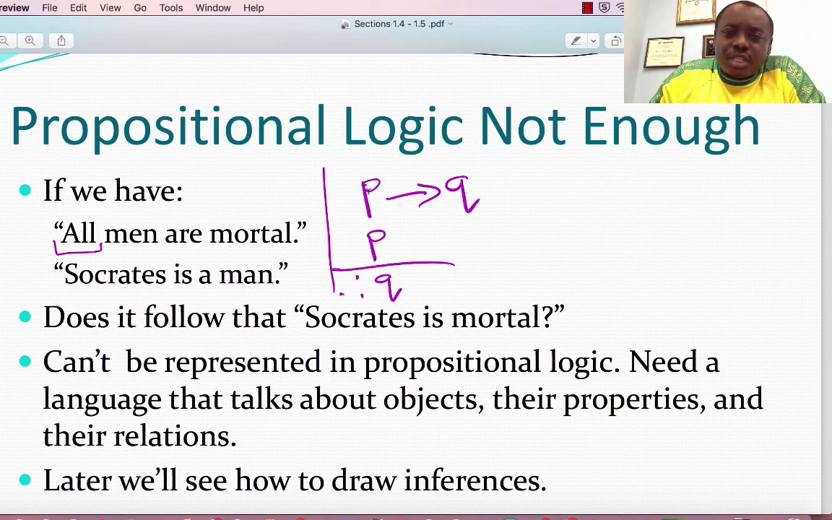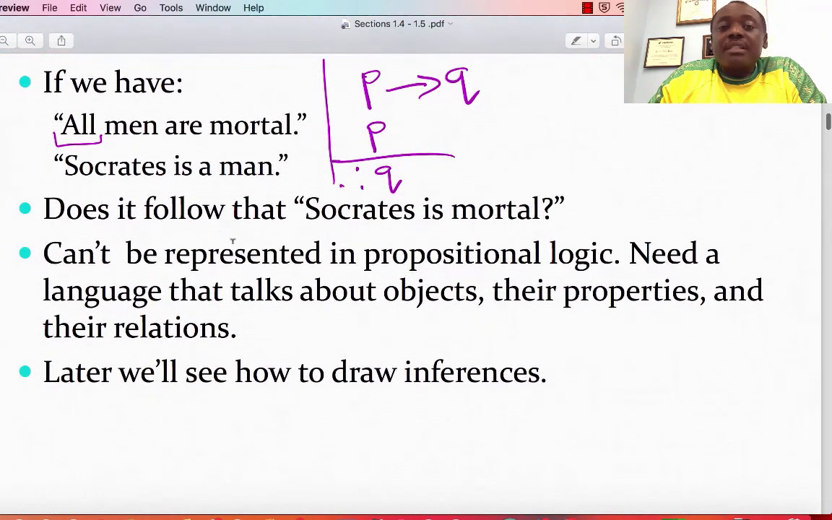Right here, we could say P implies Q. If you are a man, then you are mortal. Socrates is a man, therefore Socrates is mortal. We'll talk about this some more when we deal with inferences. But how do we represent all men are mortal in a generic case? So propositional logic is not enough. We need something else. The following statements cannot be represented in propositional logic. We need a language that talks about objects, their properties, and their relations. And we shall investigate something more about that, even using what is known as inferences.